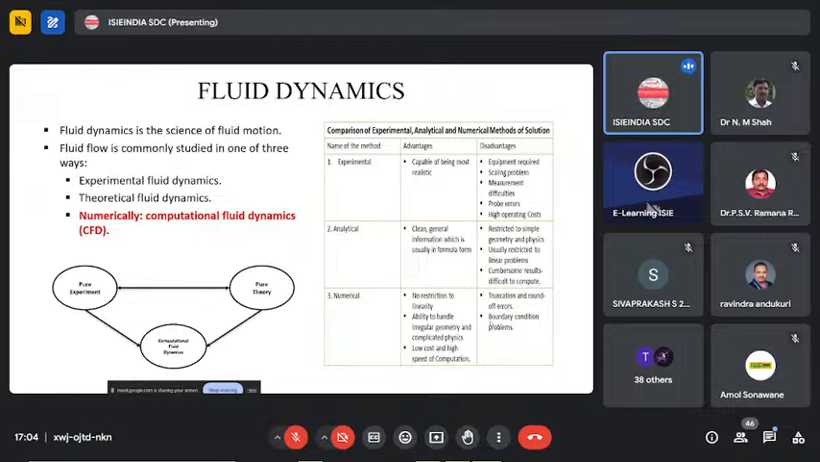But if we go for the analytical method, the advantage is that we use clear formulas and general information, and we can solve simple, straightforward problems, and the solution is also exact if the problem is very simple. But the disadvantage is that we cannot use it for a complex problem. It is restricted to some linear problems only.